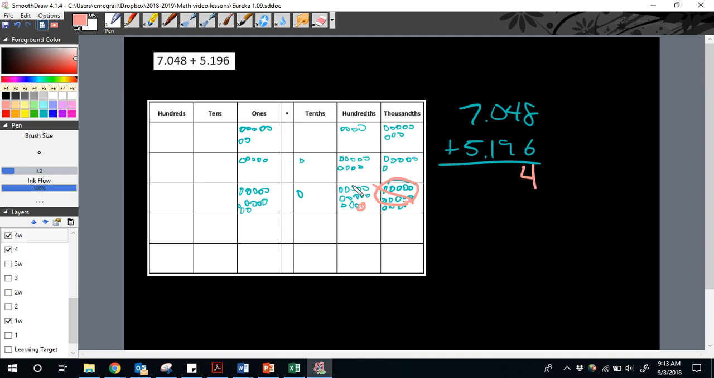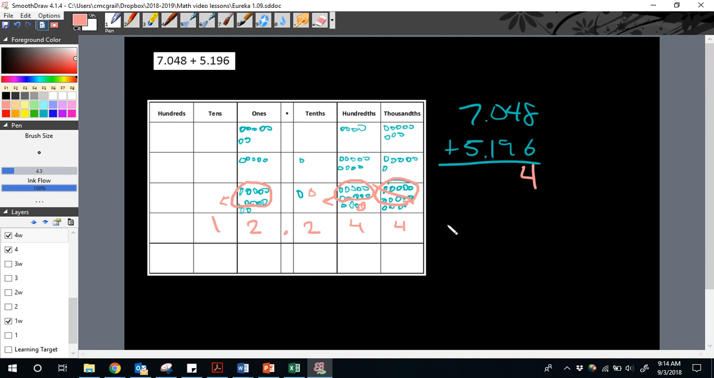Then here, I had 13 before. Now I have 14. So I'm going to bundle 10 of these, move these 10 over. Now I have 2 here, and I have 4 here. So 4, and I have 4 left. I have 2 here. I have 12 ones, so I need to bundle 10 of them and turn them into a 10. Now I have 2, and I have 1 10.